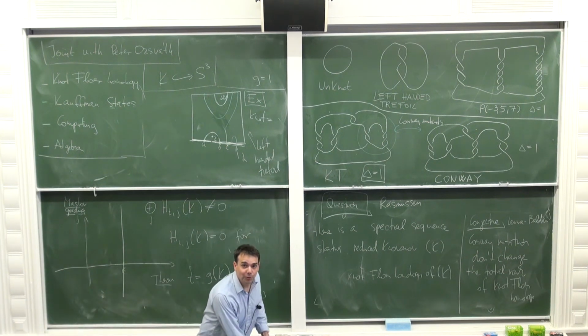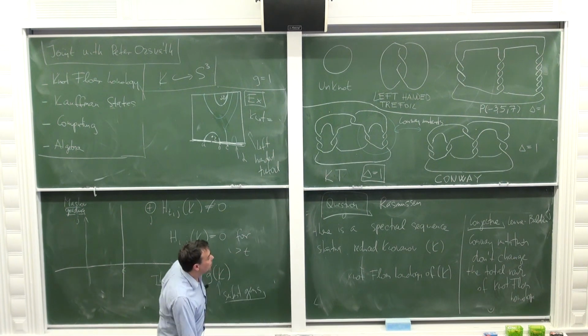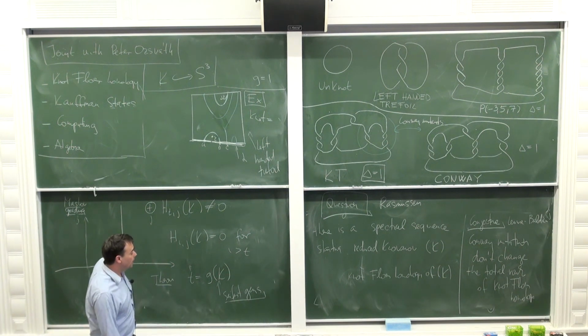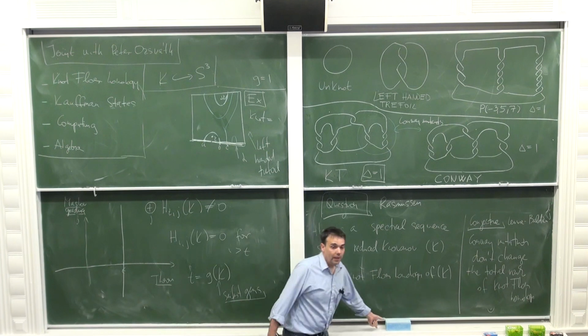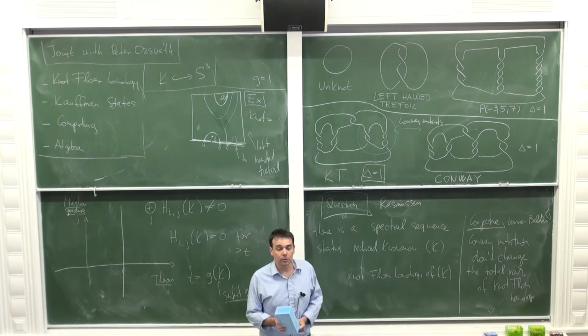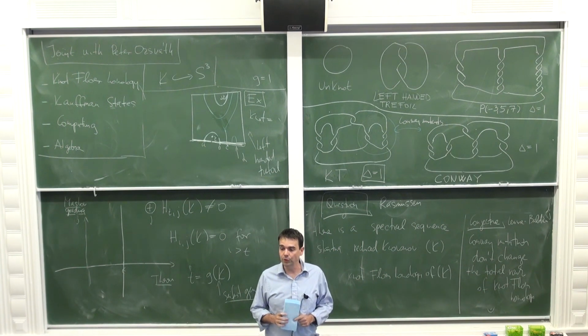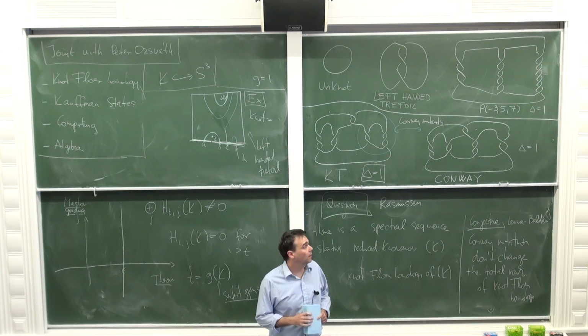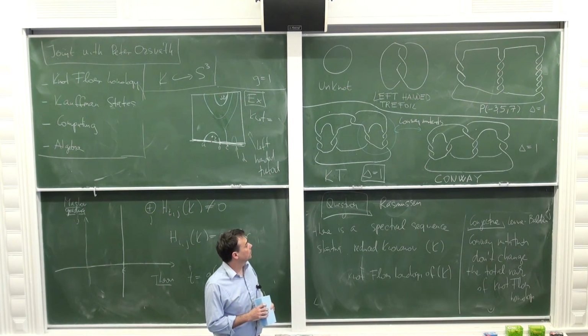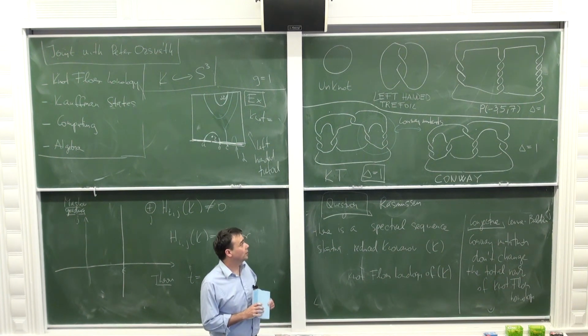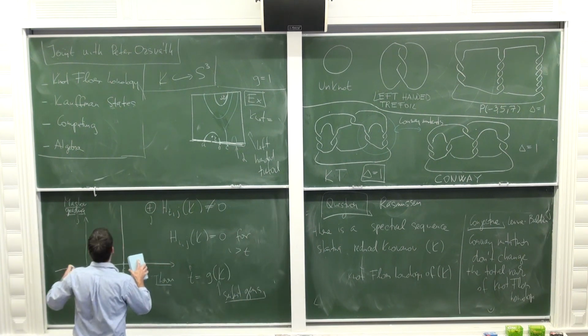So maybe without further ado, let's go to calculation. There are different ways available for us now to make calculations for knot Floer homology. So there are already some methods. There are some very painful methods that work for small knots, but there are also more conceptual methods.